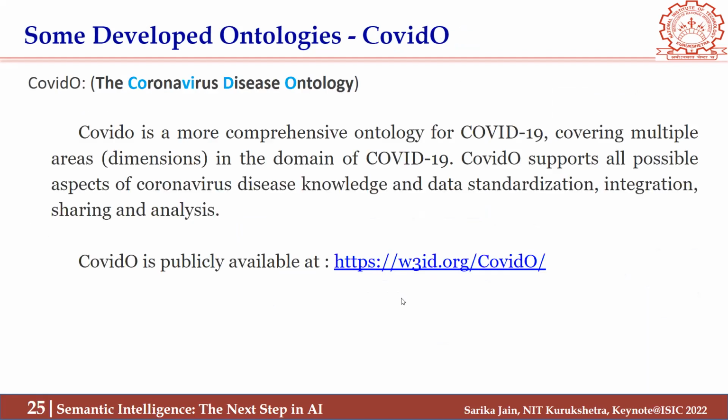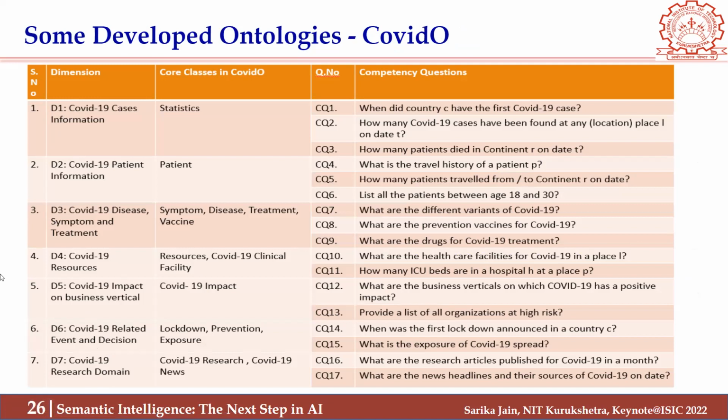Similarly, have a look at COVIDO, that is the coronavirus disease ontology. Our group is working on it. What is COVIDO? It is a comprehensive ontology for COVID-19. It is covering multiple dimensions in the domain of COVID-19. COVIDO supports all possible aspects of coronavirus disease knowledge and data standardization, integration, sharing, and analysis. The 7 dimensions we have covered in COVIDO include the information of cases, the patient information, disease, symptom, and treatment information, resources, impact on the different business verticals, the related events and decisions, and also the impact on the various research domains. For example, COVID-19 news and COVID-19 research are the core classes of this particular dimension, and certain competency questions have been listed to determine the scope of every dimension.